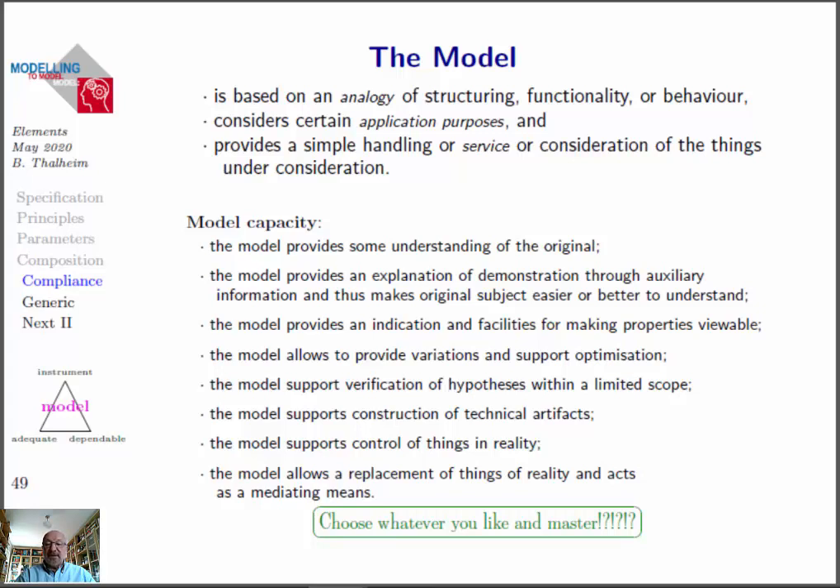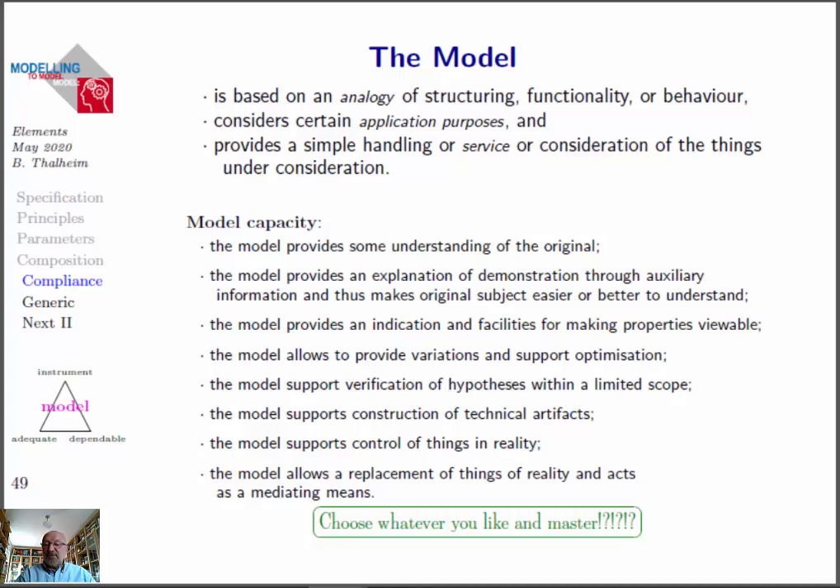The model provides an indication and facilities to make properties viewable. The model allows variations and supports optimization. The model supports verification, for instance of hypotheses. The model supports construction of technical artifacts or whatever is the function of the model. The model supports control of things in reality. The model allows replacement of things of reality and acts as a mediating means.